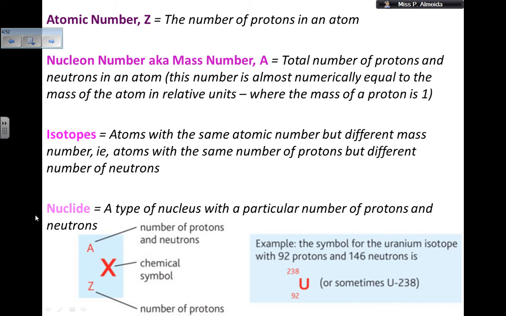And finally, the nuclide. That's a type of nucleus with a particular number of protons and neutrons, okay? So for example here, I have this nuclide, and here I have my uranium symbol, with 92 as the Z, so the atomic number, so it means I have 92 protons, and 238 as the nucleon number or the mass number, so my A, okay? So that means I have a total of protons and neutrons to be 238. And as they say in here, it has 92 protons and 146 neutrons, okay? I get this number by doing 238, the number of protons and neutrons, minus 92, the number of protons, and therefore I get that the number of neutrons is 146.